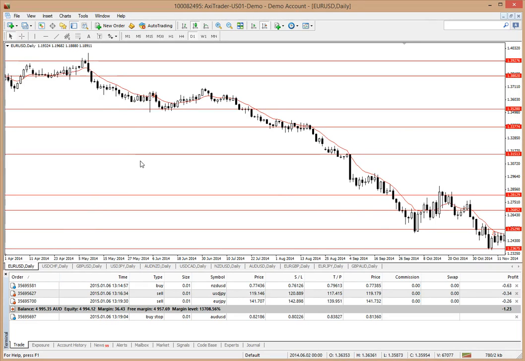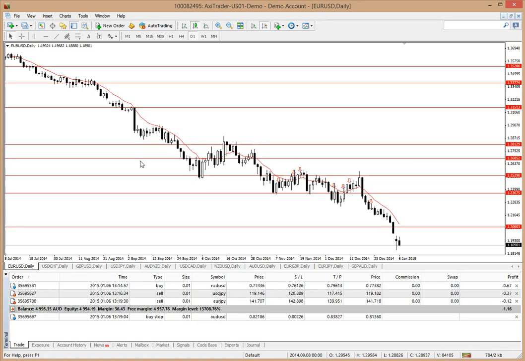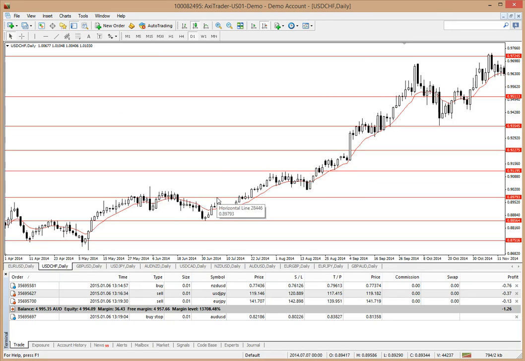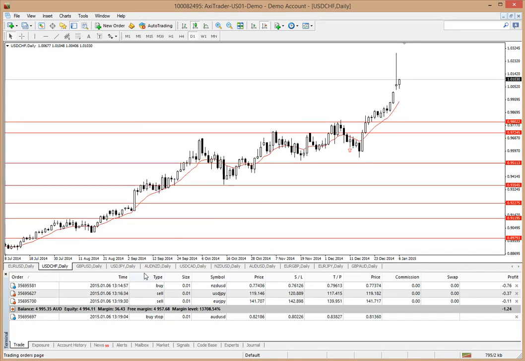So let's kick off with the Euro US dollar. There looks to be a bit of uncertainty with this pin bar here. This pin bar does indicate that it could be bullish movement, but it's not near any lines which I've drawn, so I'm a bit unsure at this point.